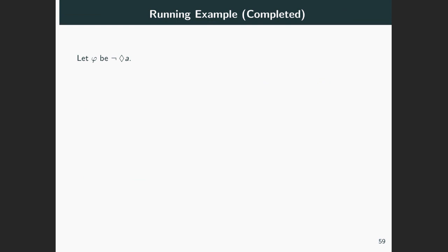Let us complete our running example to show a fully worked out version of the model checking algorithm. We take the formula phi to be not eventually A. Then not phi can be identified with eventually A. Remember that the bar denotes negation, the same thing as the not symbol, and we identify not phi with phi itself.